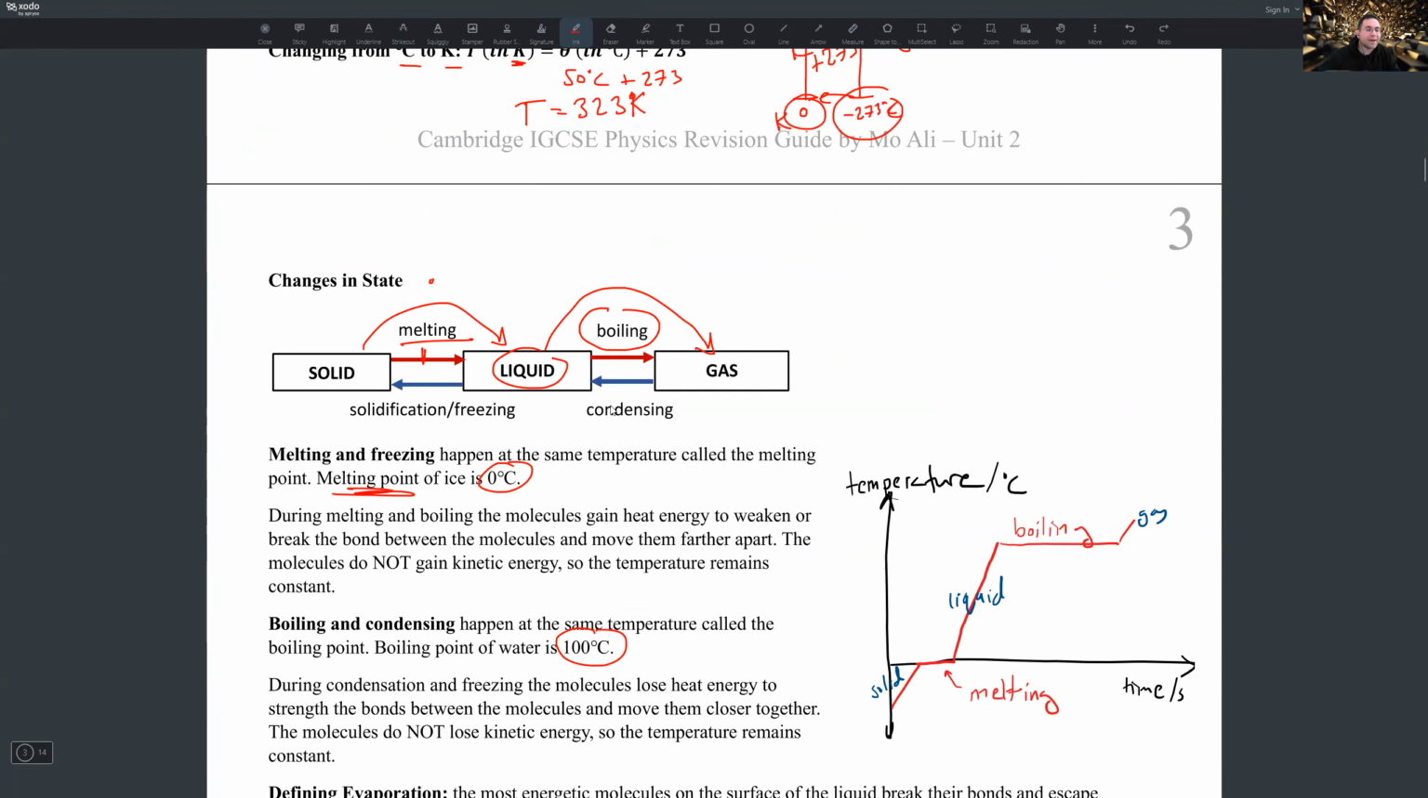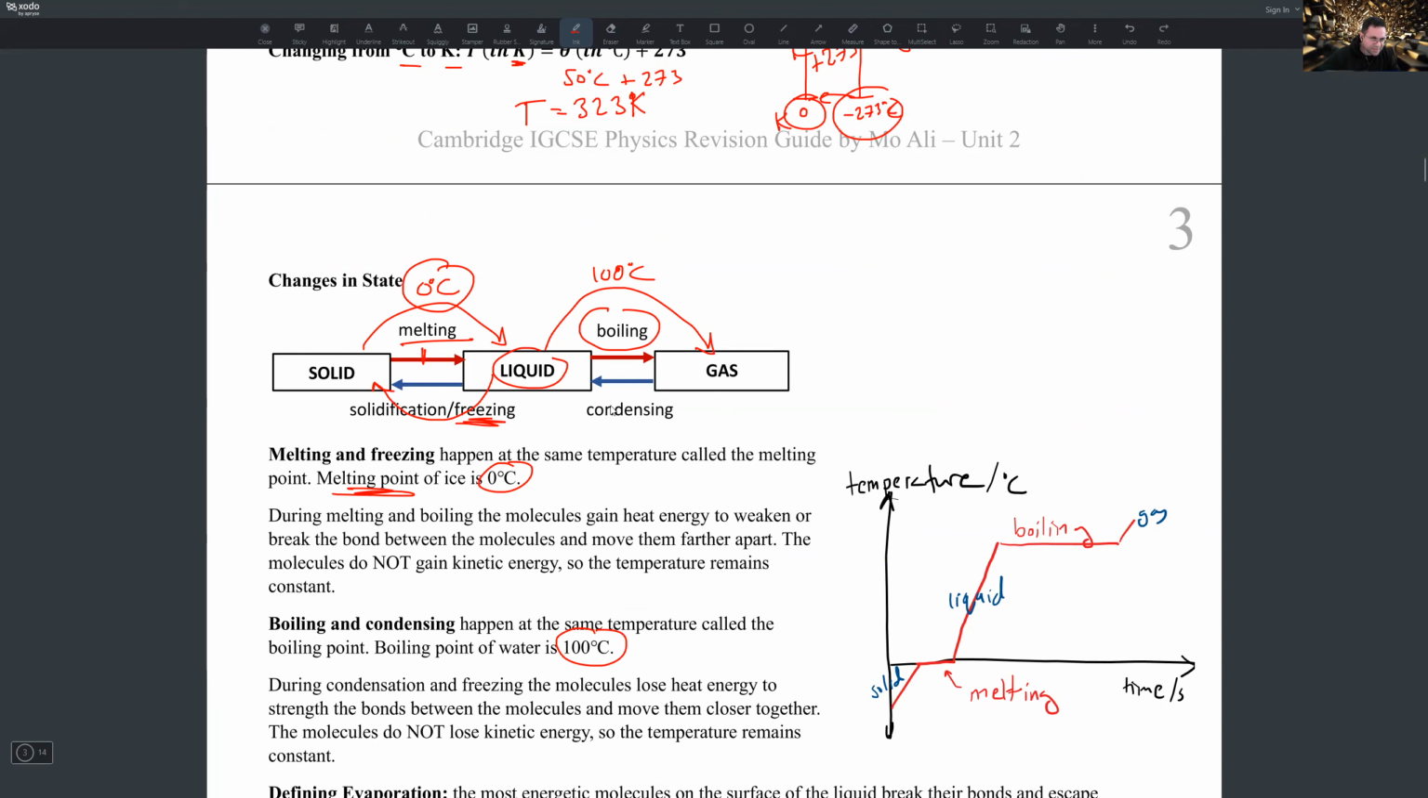These are the only values to memorize. I don't care about any other substances. But what I do know is that the temperature at which something melts is the same temperature at which it freezes.